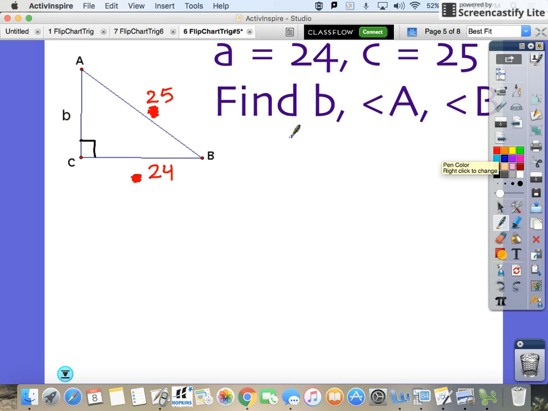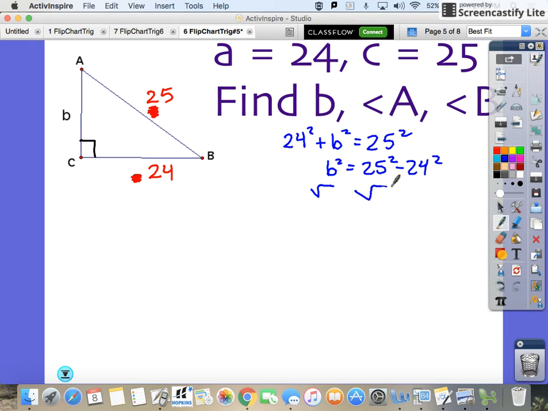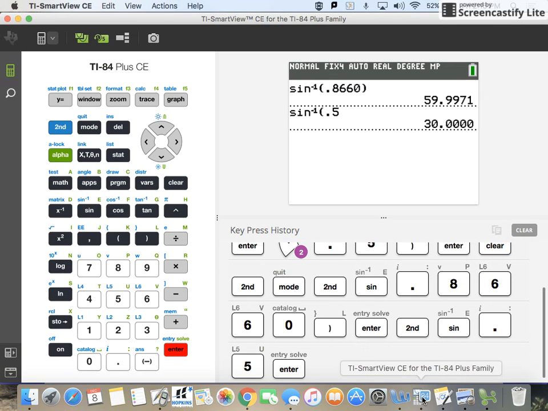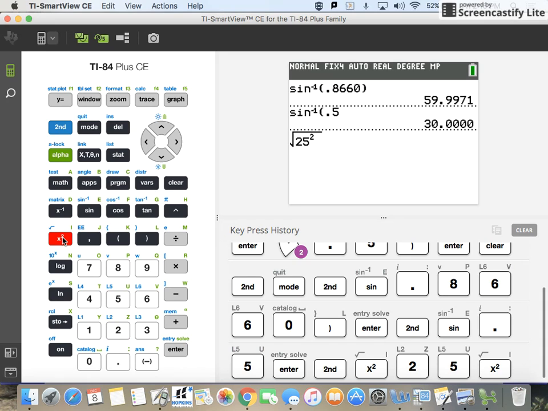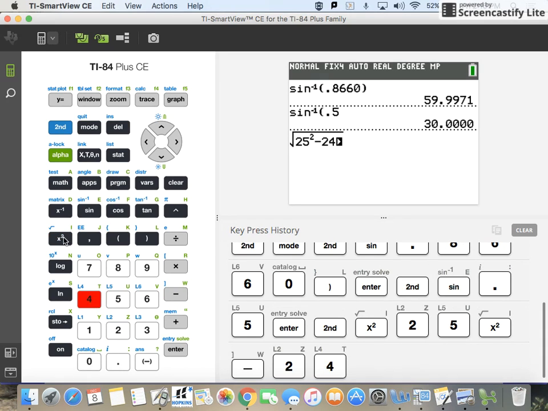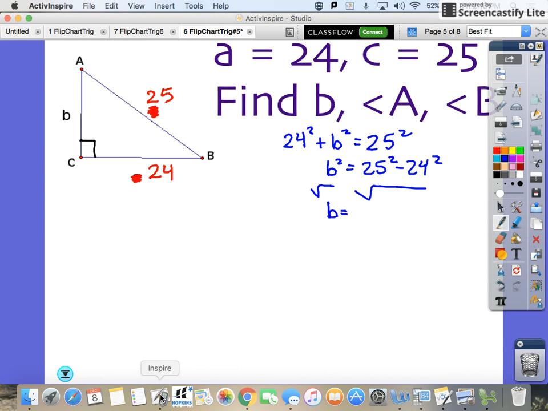So we've got 24 squared plus b squared equals 25 squared. So b squared equals 25 squared minus 24 squared. And then we need to square root both sides. So I'm just going to type into my calculator the square root of 25 squared minus 24 squared and hit enter. So that missing side is 7. Okay, b is 7. All right, now we need to find angles A and B.